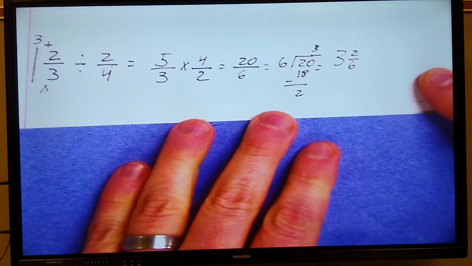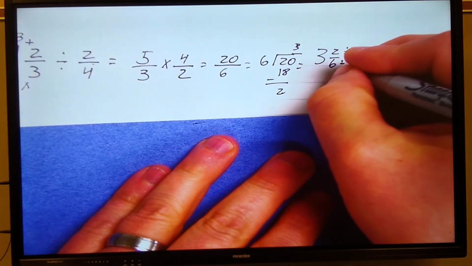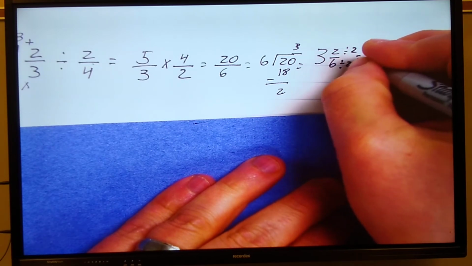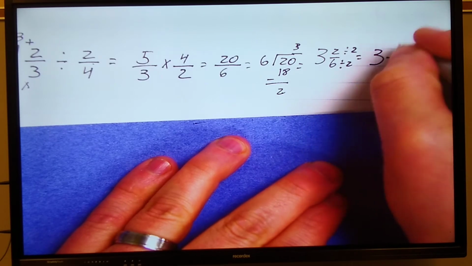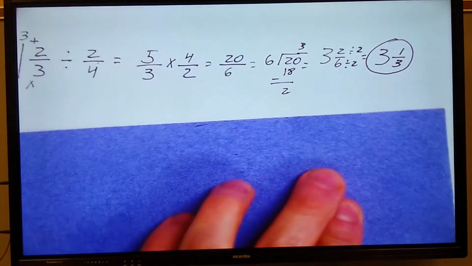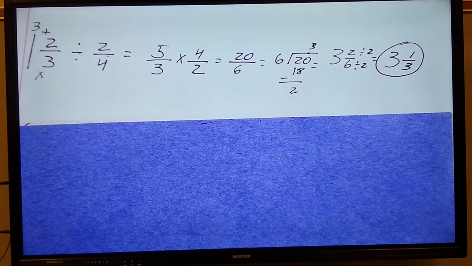Is that in simplest form? No, it is not. The greatest common factor is 2. 2 divided by 2 is 1. 6 divided by 2 is 3. 3 1/3 is your beautiful answer. Look at all that beautiful work. All right, one more problem.